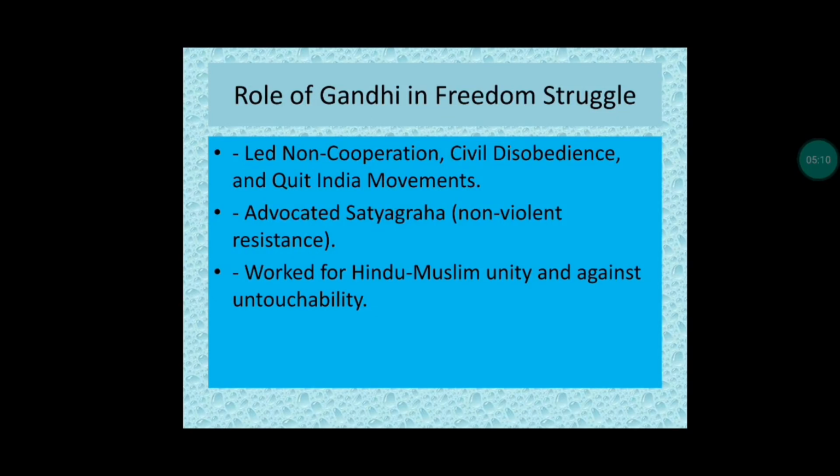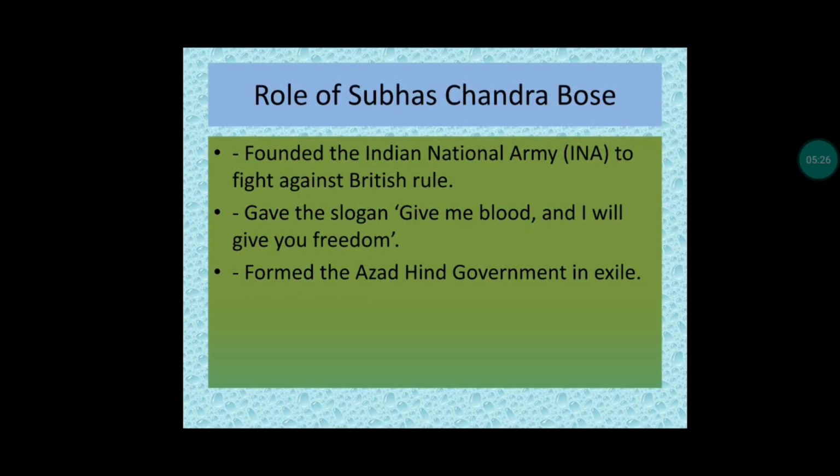Role of Gandhi in freedom struggle: led non-cooperation, civil disobedience and Quit India movements, advocated satyagraha, non-violent resistance, worked for Hindu-Muslim unity and against untouchability. Role of Subhash Chandra Bose: founded the Indian National Army (INA) to fight against British rule. Gave the slogan "Give me blood and I'll give you freedom." Formed the Azad Hind government in exile.